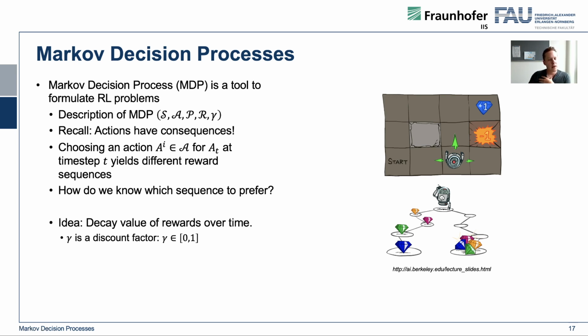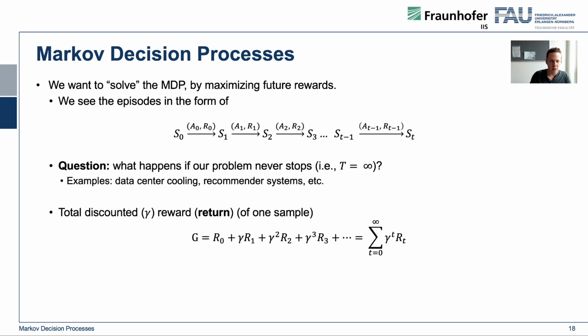And in order to formulate this, we add a discount factor that allows us to decay the value of rewards that we get in the future over rewards that we get now. Okay, but actually let's make this a little bit more formal.